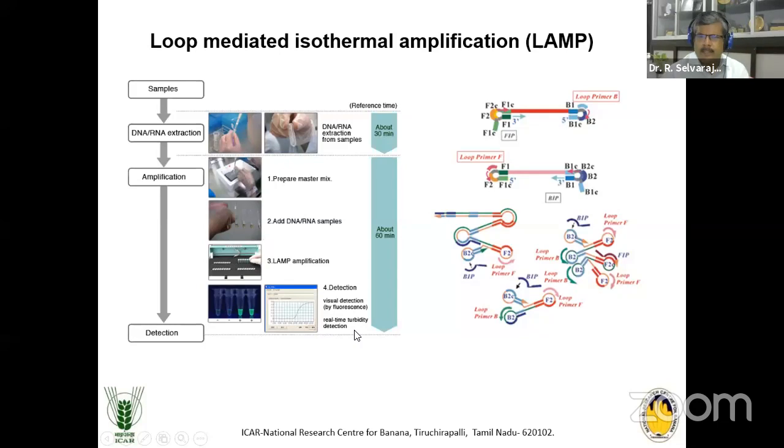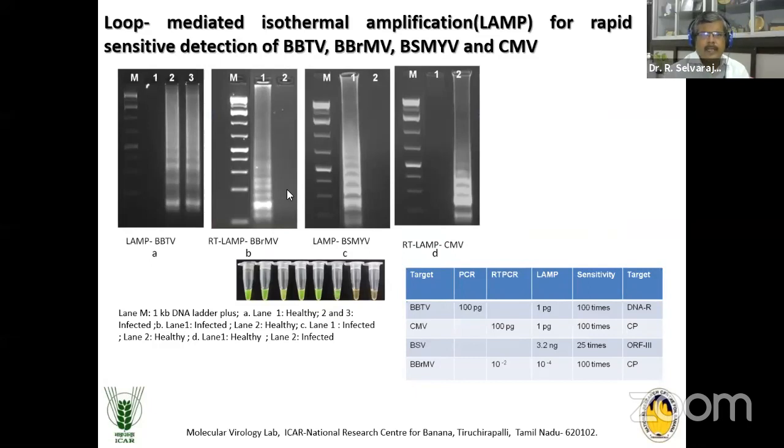I don't know why it has not been adopted too much in plant virus diagnostics. We did LAMP for BBTV, banana bract mosaic, banana streak Mysore virus, and cucumber mosaic virus. All 4 viruses we have done, and it's really sensitive. And you know, LAMP detects 1 picogram, 3.2 nanogram. This has been done by the China group also. They have done this work.